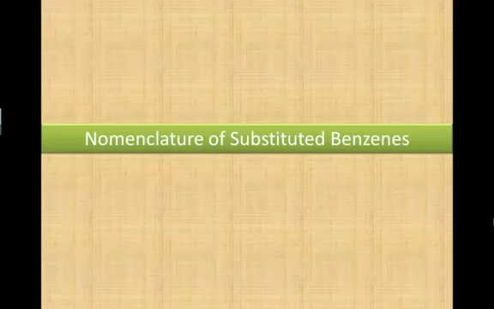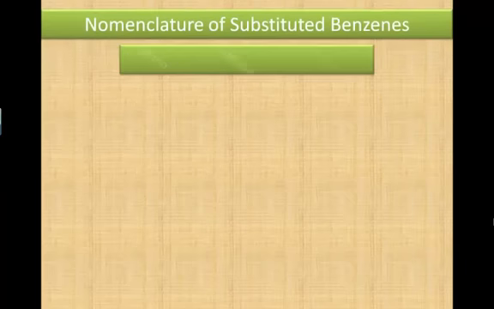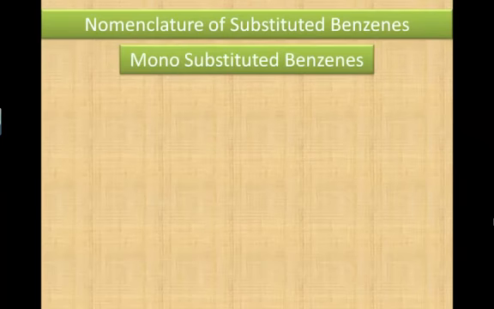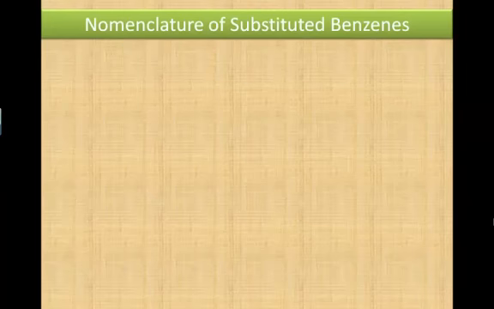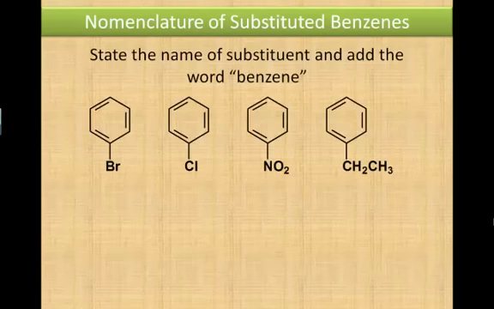Let's talk a little bit about the nomenclature of substituted benzenes. And we'll start with monosubstituted benzenes. And this is going to be pretty straightforward. So for instance, you're going to state the name of the substituent, whatever the group is that's attached to the benzene ring, and then you'll follow that with the word benzene. So let's look at a few examples.